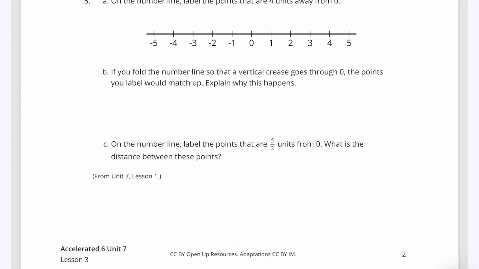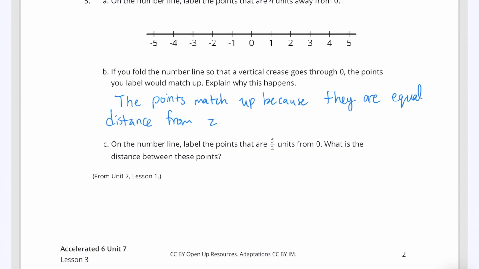If you fold the number line so that a vertical crease goes through 0, the points you label would match up. Explain why this happens. This happens because those points are opposite each other on the number line. Or in other words, they're equal distance from 0, but in opposite directions.